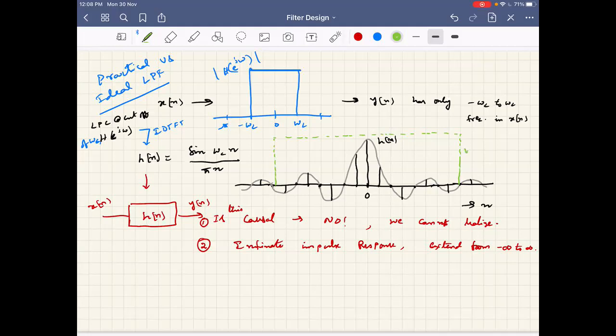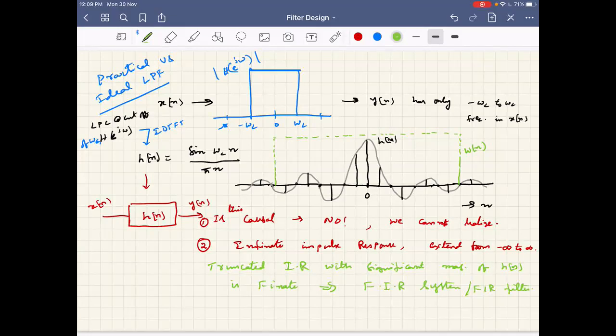This truncation is usually done through a window referred to as a window function. So if we truncate, then what we have is a truncated impulse response with significant magnitude of h of n, which is finite. And hence I can approximate it with a finite impulse response system, or FIR filter.